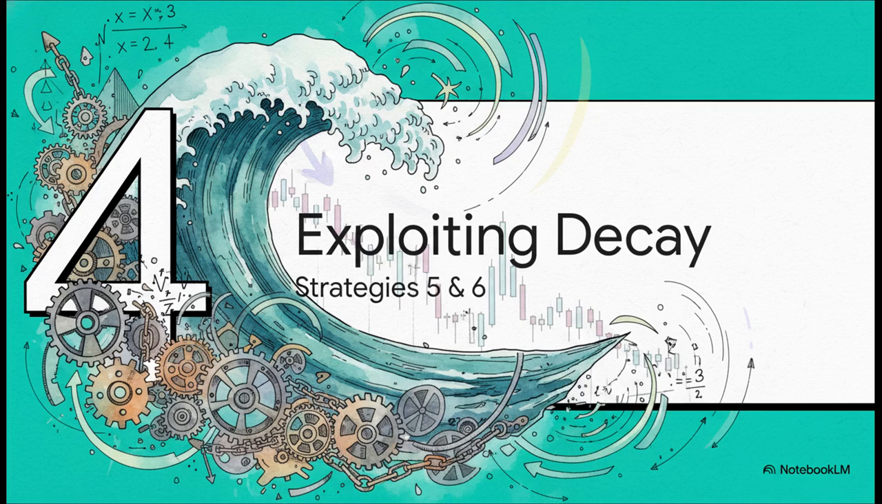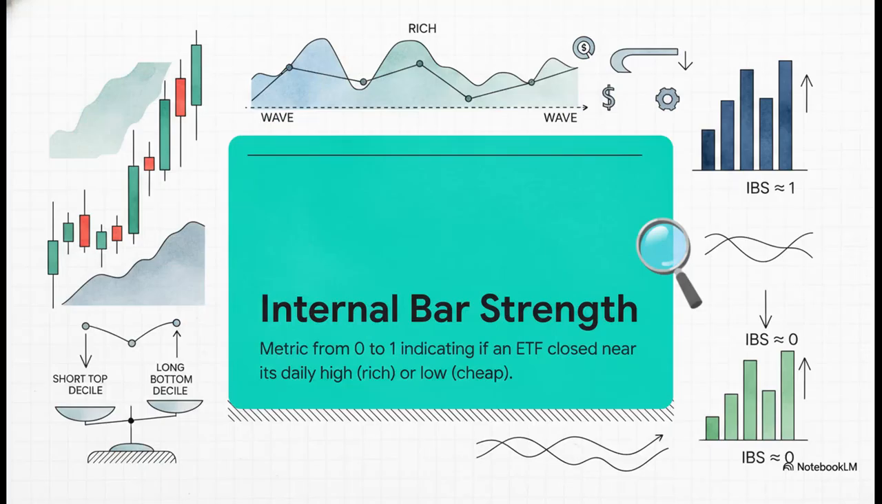Section 4. Exploiting inefficiencies and decay. Strategies 5 and 6. Reverting and decaying. Let's completely shift our tone for a second. Trend following is all about riding the wave, sure, but strategies 5 and 6 are entirely about exploiting structural and mathematical flaws within the ETFs themselves.